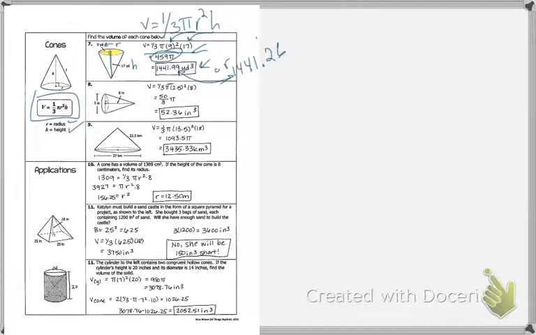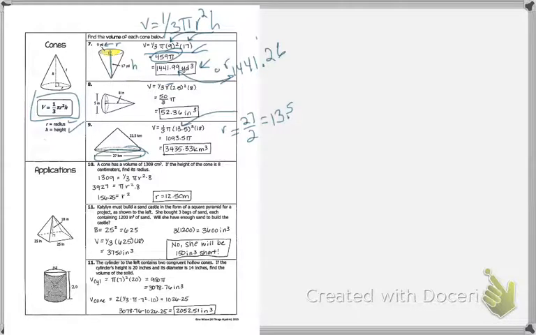Let's try number 9. Alright, so number 9, we need the radius and we need the height. The radius, well, this is my diameter, so to get the radius it's simply going to be 27 divided by 2, which is 13.5. So we got the radius.